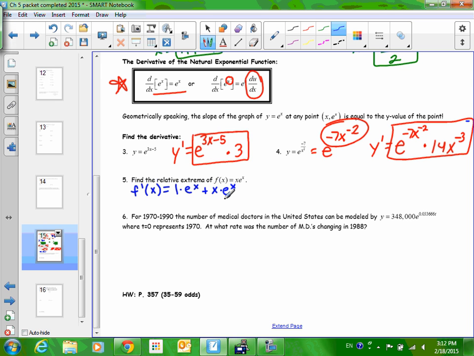Okay, now we're going to think, where is this derivative undefined? So what do you think? Where is this derivative undefined? Is there anything I can't do e to the power of? Or can I do e to any power?